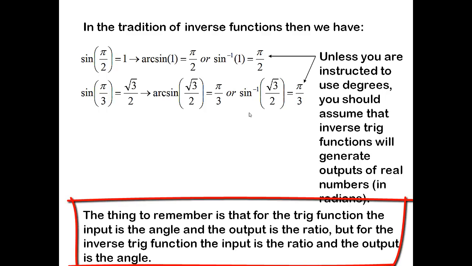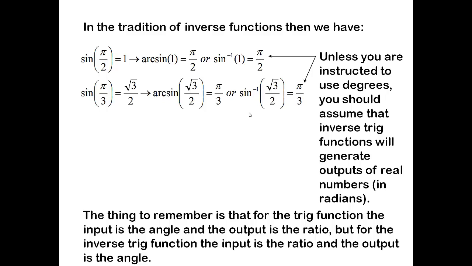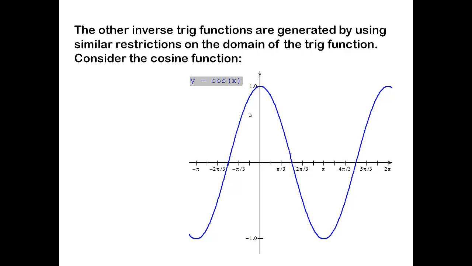Key point for inverse functions: for the original functions, the input is the angle and the output is a ratio in a triangle. For an inverse trig function, the input is the ratio and the output, the answer, is the angle. So in situations where we want to find what the angle is, that's when we're going to use inverse functions.